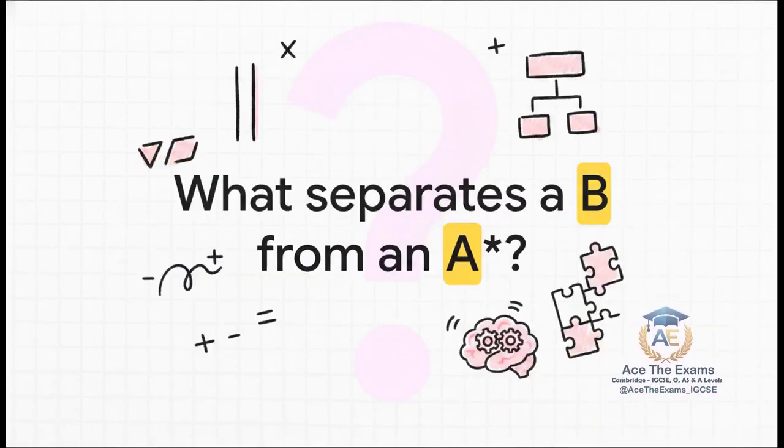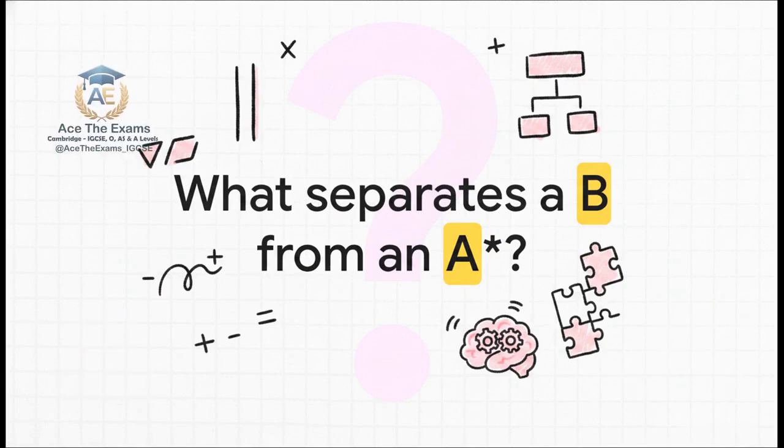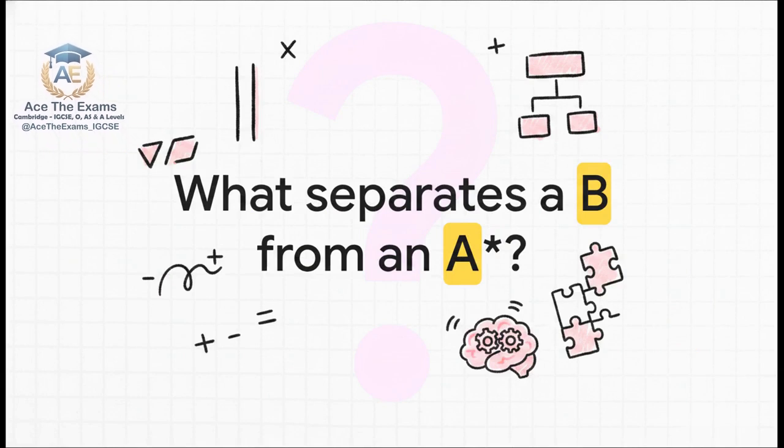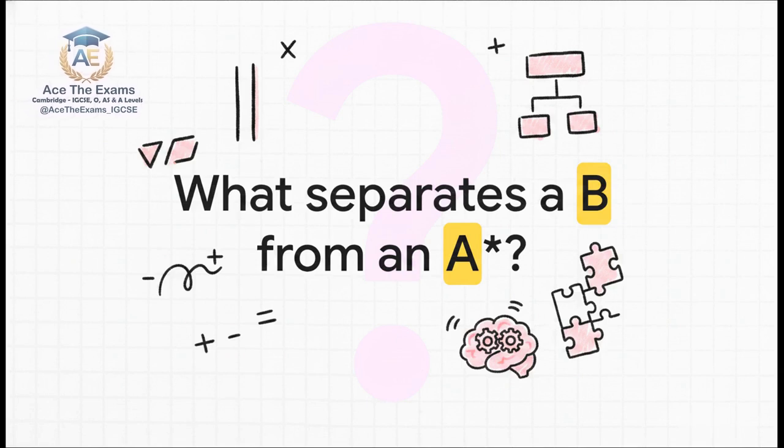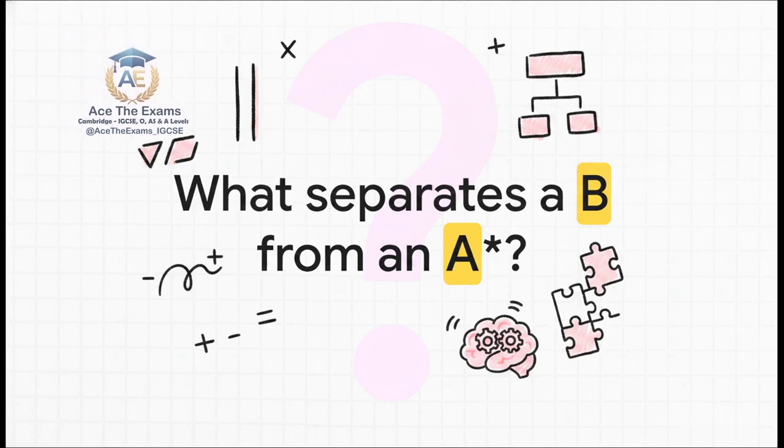So, let me ask you this right out of the gate. What actually separates that B grade from an A-star in this specific topic? It's a provocative question, isn't it? To understand this, I want you to picture two types of students. Let's call our first student Alex. Now, Alex overloads their brain with raw mathematics facts. They memorize every formula, but there is absolutely no analysis. They see a modulus sign and they just blindly start squaring both sides without thinking.